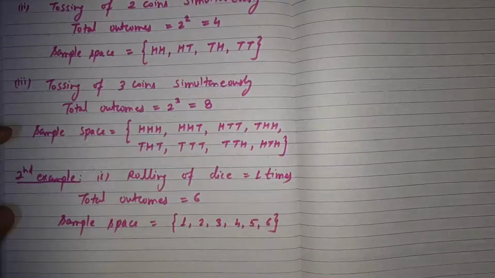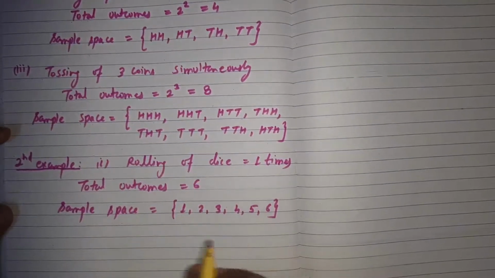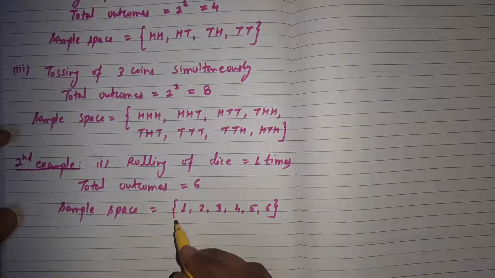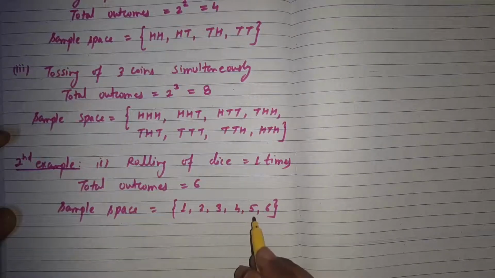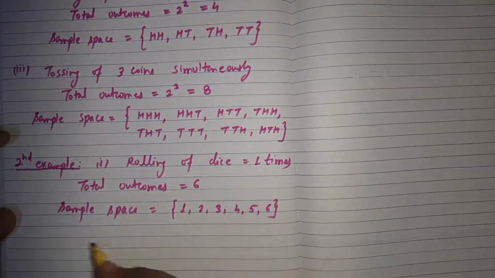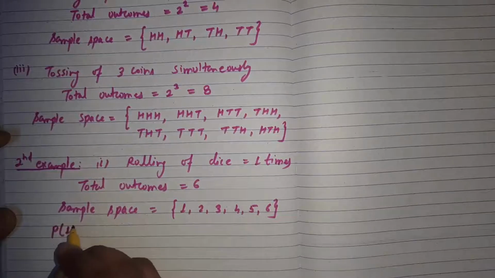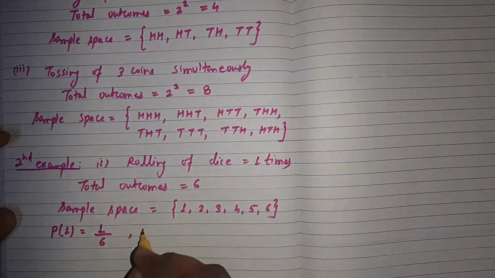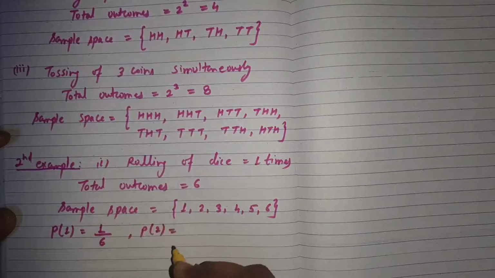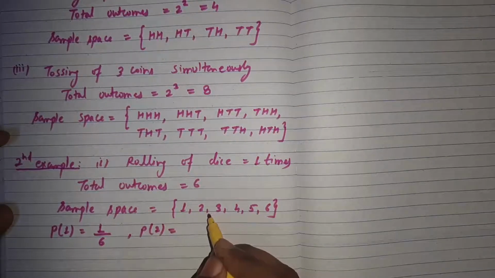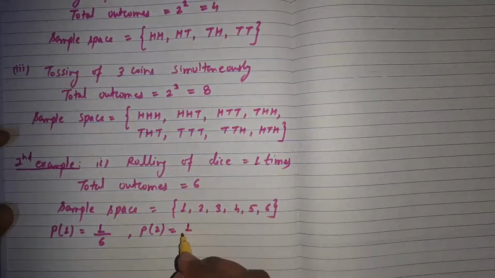We can find the probability of getting 1, 2, 3, 4, 5 and 6 easily. The favorable outcomes for getting 1 is coming only 1 time. So the probability of getting 1 is equal to favorable outcomes upon total outcomes. Similarly, the probability of getting 2: 2 is coming only one time, it means its frequency is 1, so it will be 1 by 6.